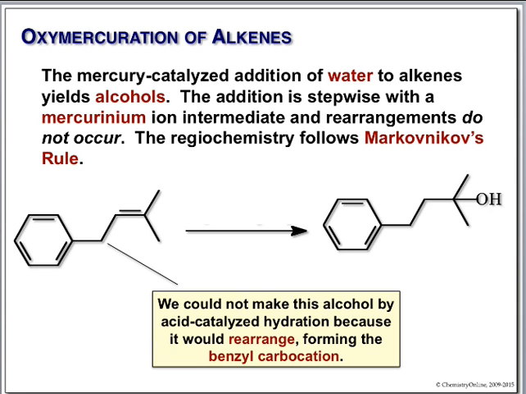This can only be done with mercuric acetate. Of the two carbons of the alkene, this is the Markovnikov carbon, the tertiary carbon. So the OH group will go here, the hydrogen here. There is no rearrangement with mercuric acetate. Therefore, you would simply say step 1, mercuric acetate, water. Step 2, borohydride.